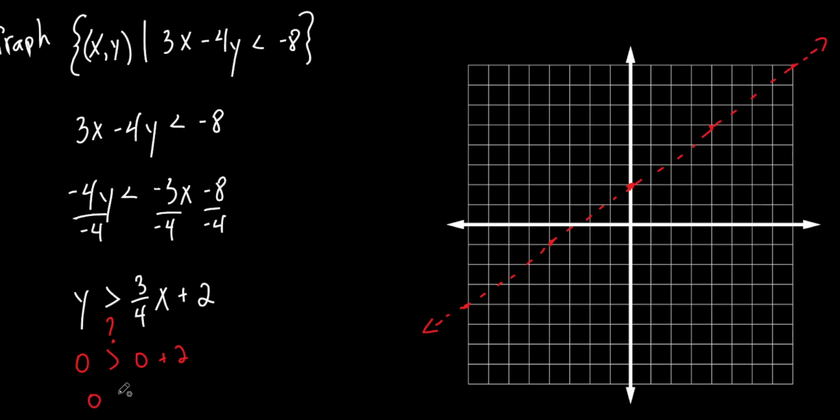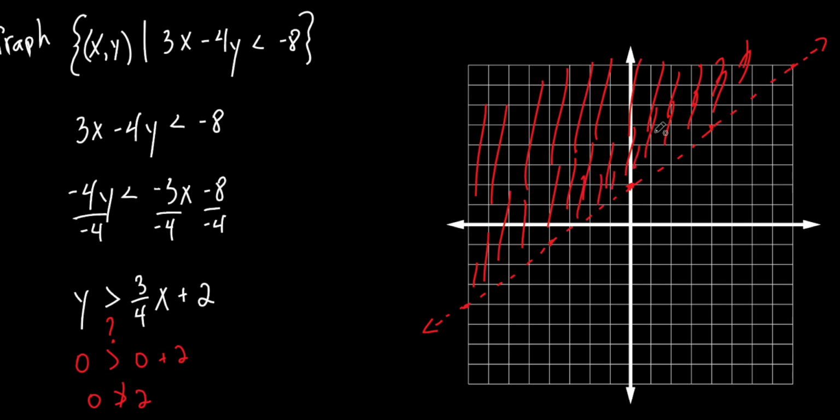Is 0 greater than 2? Of course it's not. So do I shade where the 0, 0 is? No. So where am I going to shade? On the other side. So this is where I'm going to shade. Does that make sense? If it doesn't, let me know, and I'll try to maybe explain a different way. So that's how I'm going to shade, and that's my graph.